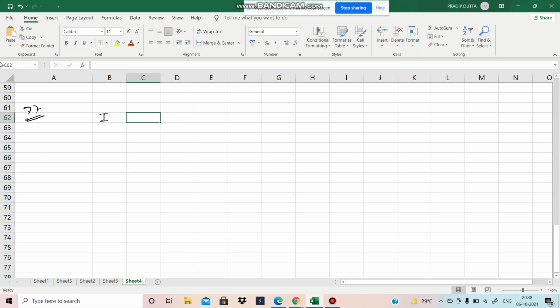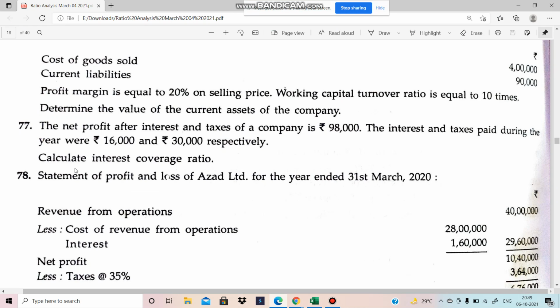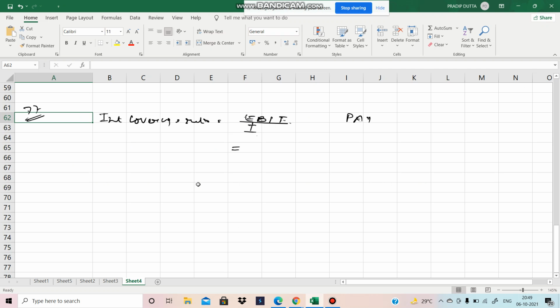Interest coverage ratio is EBIT, earning before interest and tax, divided by interest. Okay, EBIT by I, we can say. What is the full form of EBIT? Earning before interest and taxes. So, we know that our PAT, in that question, the net profit after interest and taxes is 98,000.